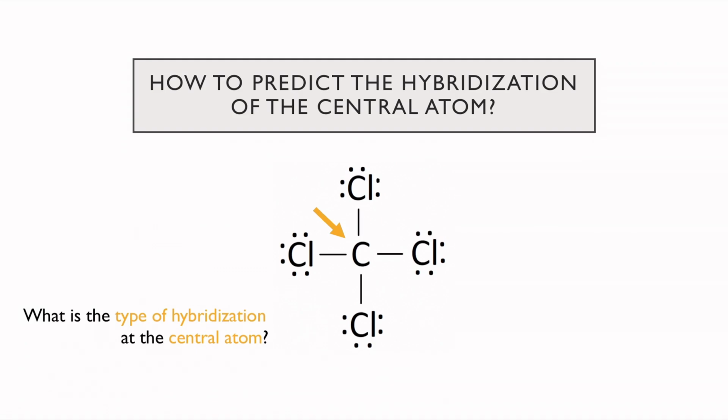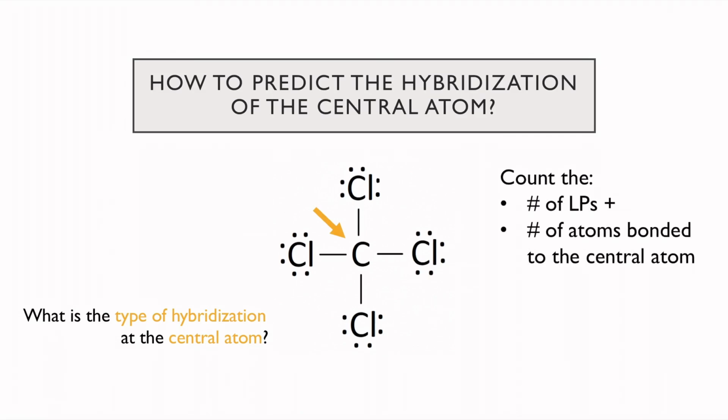So here you have CCl4 molecule and your carbon is the central atom. How do we predict? We will have to count the number of lone pairs and the number of atoms bonded to the central atom. How many atoms around it? Atau how many sigma bonds. These two will determine your type of hybridization.